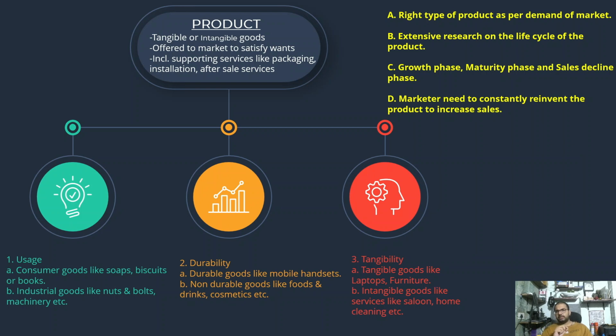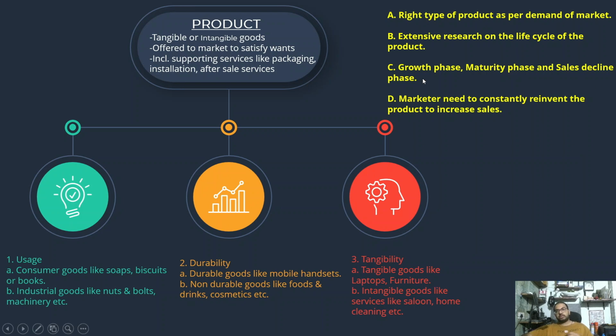And in order to do that, any good marketer has to do extensive research on the life cycle of the product. So the life cycle of the product starts with the development phase. Development phase is basically the phase where the good is being developed. The idea of the good is being developed. You can say it's an on paper stage. So in the development phase only, you have to know what the needs and wants of the customer are. Then you have the growth phase.